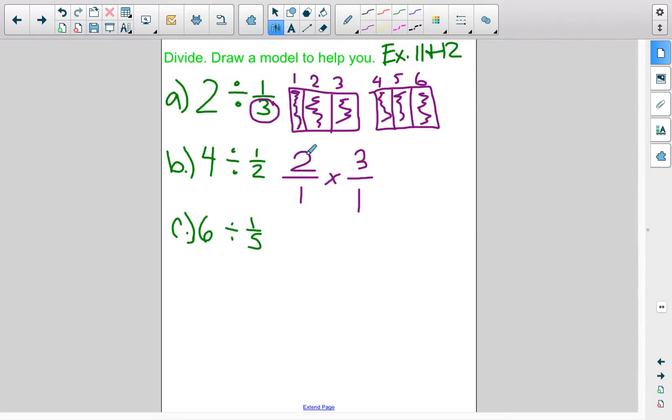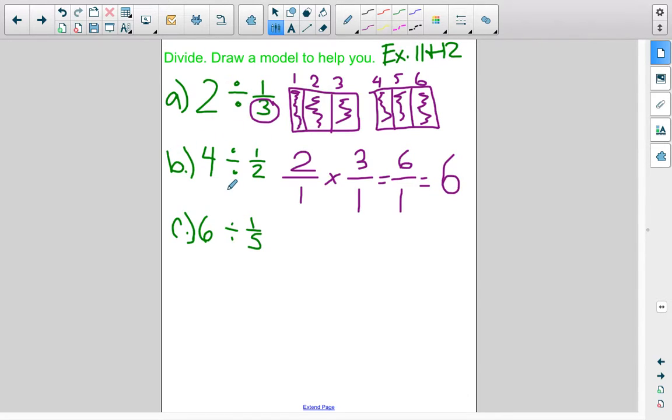Now, our multiplication rules tell us that we need to multiply our numerators across. So 2 times 3 equals 6. And then we multiply our denominators straight across. 1 times 1 is 1. Well, 6 over 1 equals a whole 6. And that is also what we got here. So that is the answer for that.